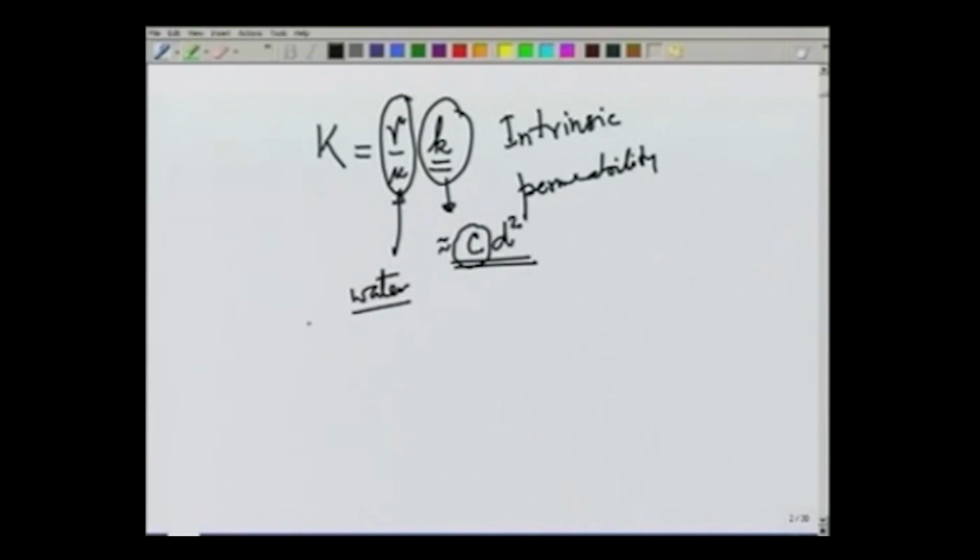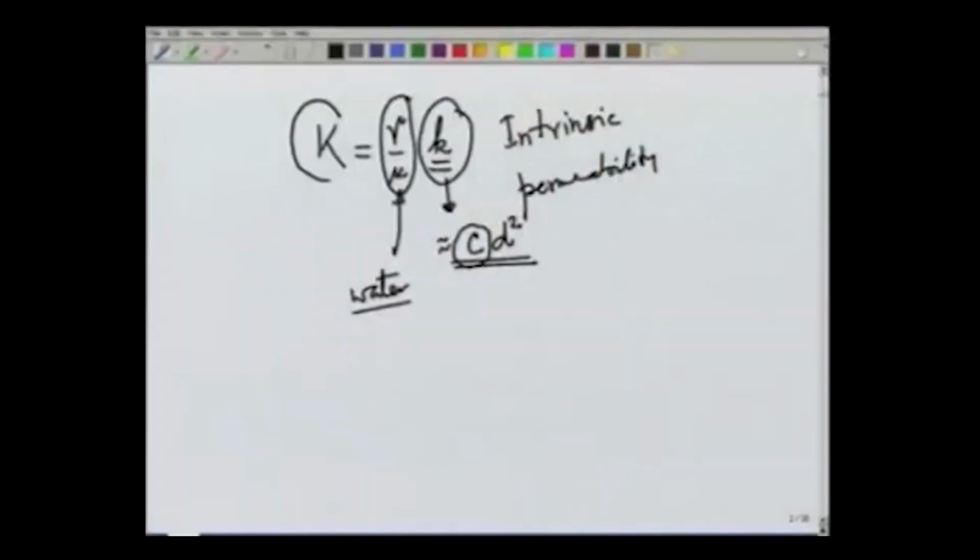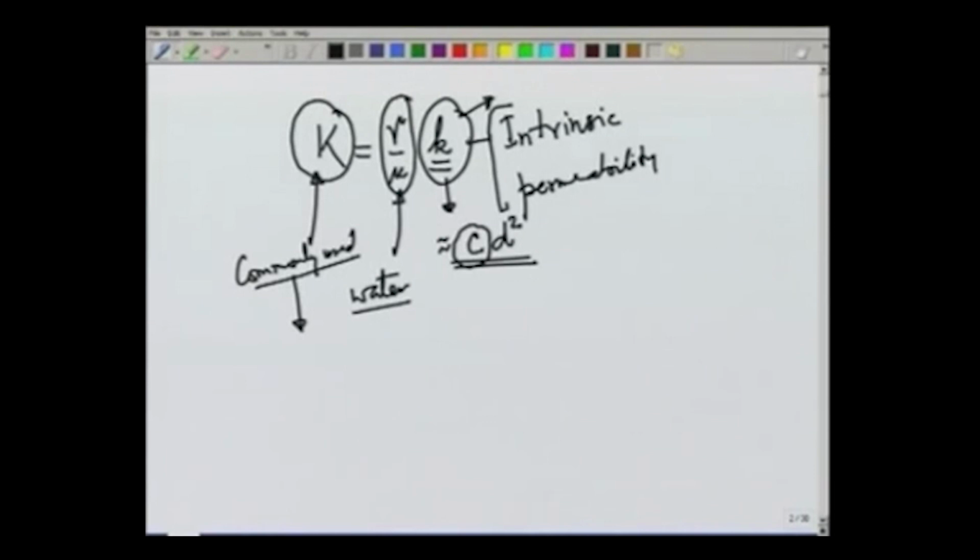Even for water, the value of gamma and mu may be different at different temperatures. In general, in groundwater flow, we will assume that the temperature variation is very small and water is the flowing fluid. Therefore, K is commonly used, not the intrinsic permeability. So, the commonly used term is the hydraulic conductivity, since water is the flowing fluid and temperature can be assumed constant. If not, then it is better to use the intrinsic permeability, because that will not change with fluid properties.